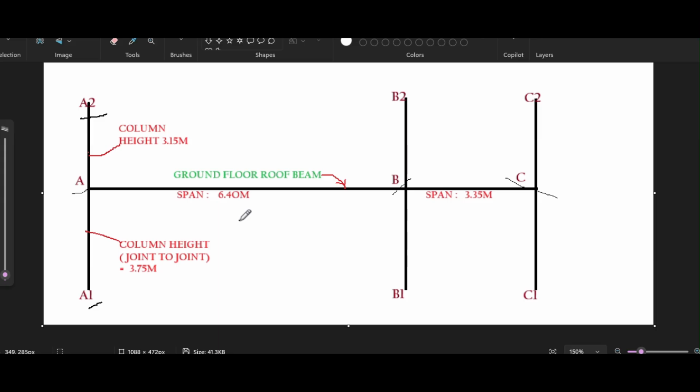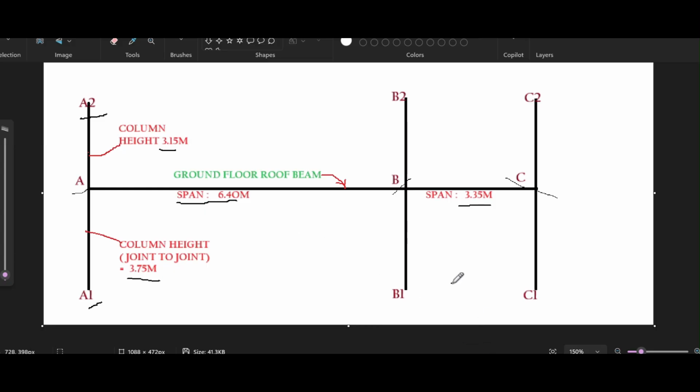Then the data available with us: the first span is 6.4 meter, the next span is 3.35 meter. The upper floor column height is 3.15 meter, the lower floor column is 3.75 meter. This is the joint to joint distance. Actually, this must be a joint to joint distance. So these are the available names and the measurements of the individuals.